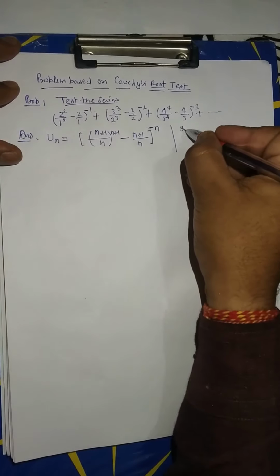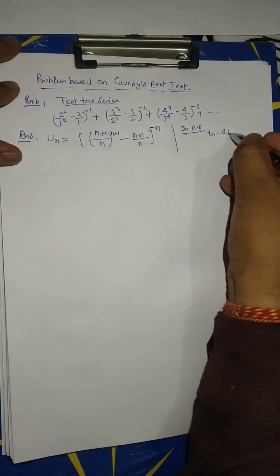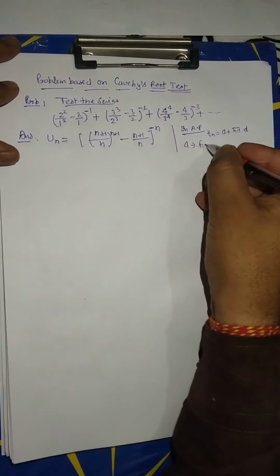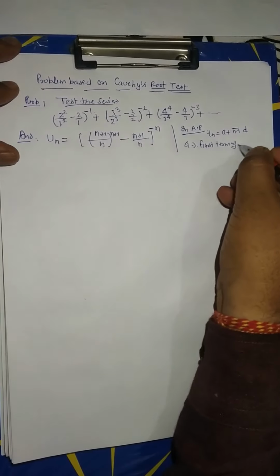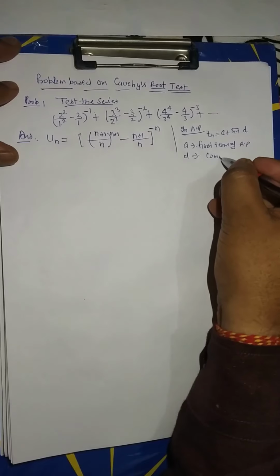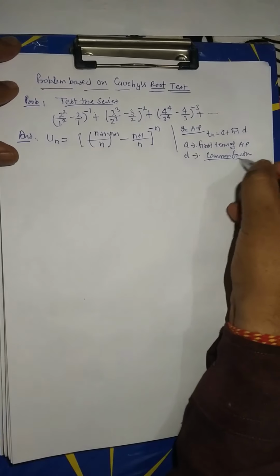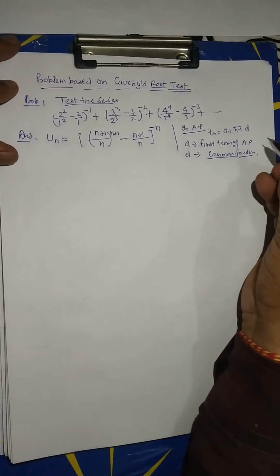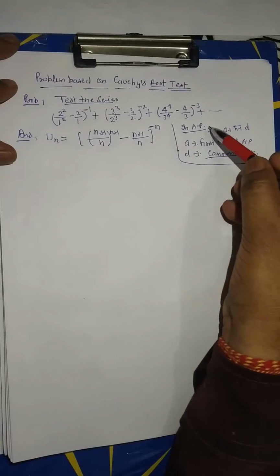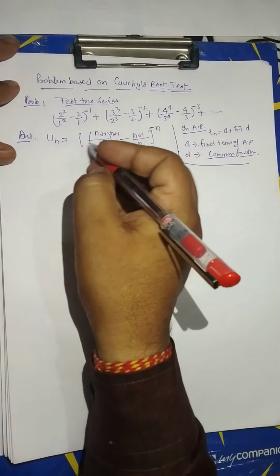Since in an AP the nth term of the series can be written as Tn equals A plus n minus 1 into D, where A is the first term of the AP and D is the common difference. Now in an AP we can calculate the nth term by the formula A plus n minus 1 into D.